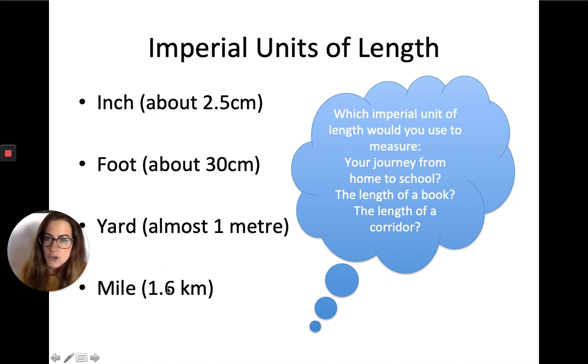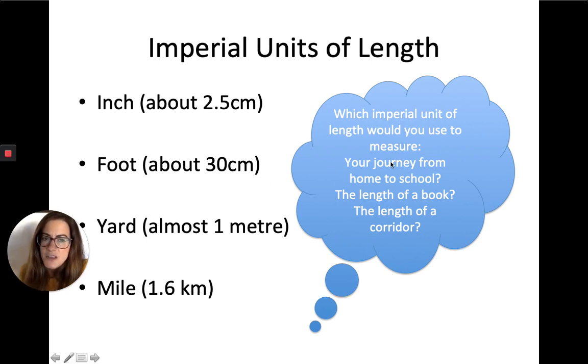So now that you know this, I want you to think about which imperial unit of length would you use to measure the following. Your journey from home to school. So if you were measuring the distance from home to school, which of these ones would make sense to use? If you were measuring the length of a book, which one would you use? And if you were measuring the length of a corridor, which one would you use? Think about which one makes the most sense. So pause the video, have a think. If you've got somebody with you, you could have a chat with them. If you're on your own, just have a think and we will discuss in a moment.